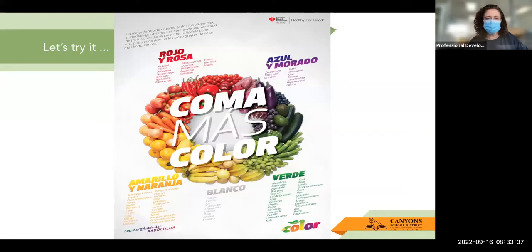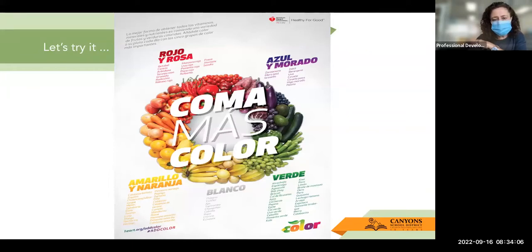And we're going to try to apply analyzing the visual text to this visual text. This one is, as you can see, in Spanish. And it has to do with food. So when you look at this picture, the first step will be to label what you see.